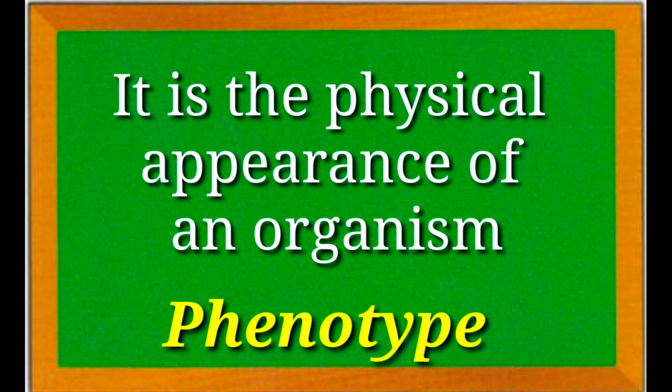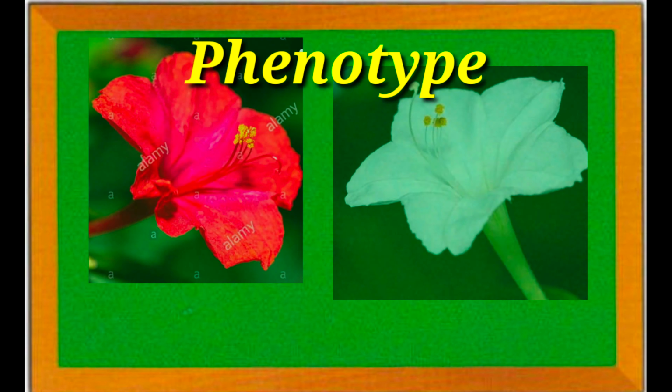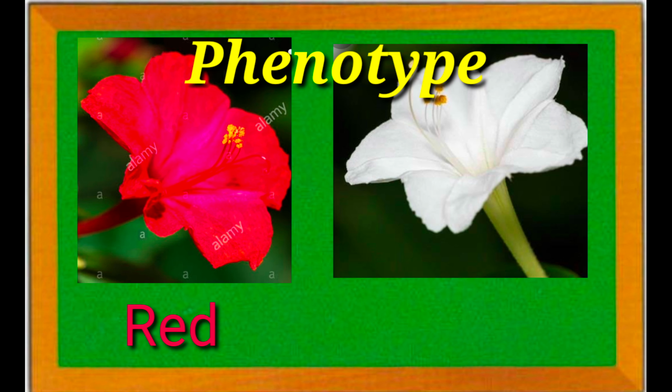And now, let's proceed to the next term, which is the phenotype. When we say phenotype, it is the physical appearance of an organism. Okay, let's have again our example, the 4 o'clock flower. The phenotype of the first flower is red, and the phenotype of the second flower is white.